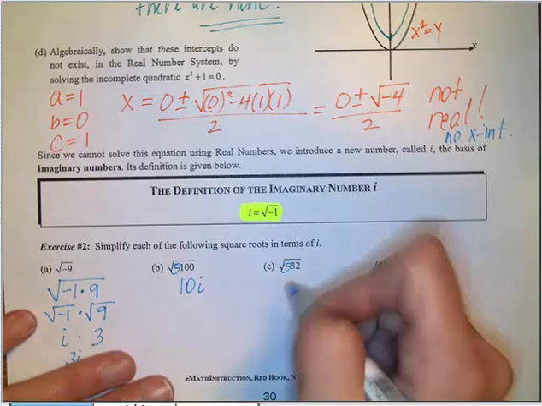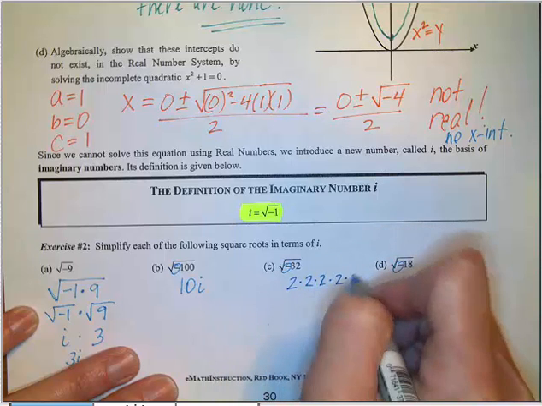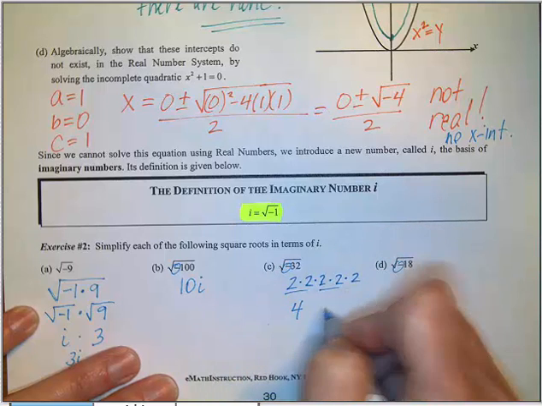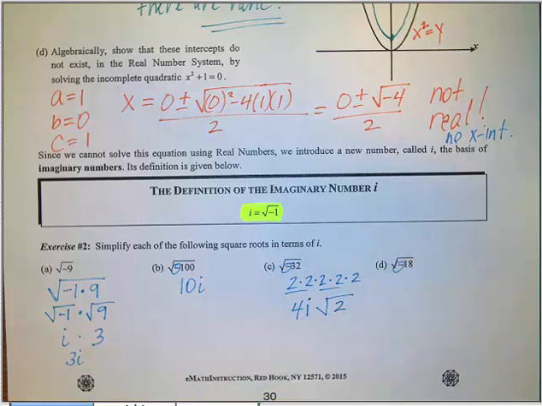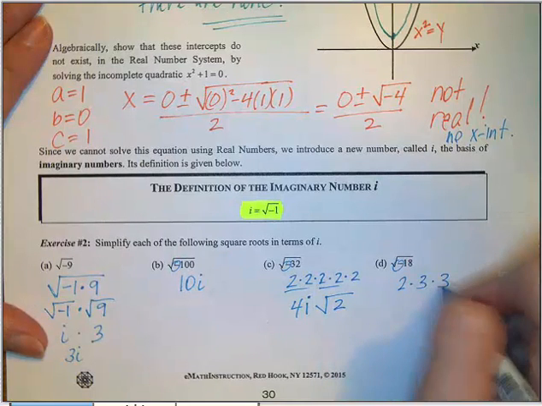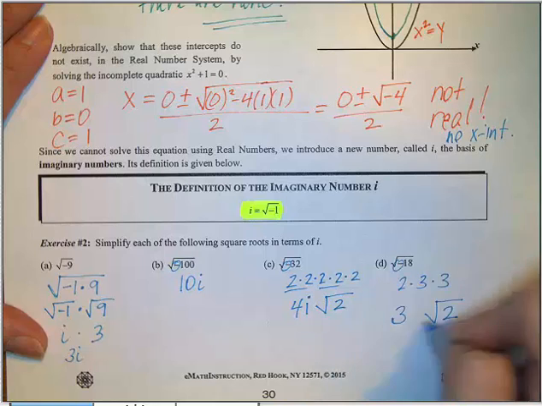So 32 is 2 to the 5th. So I have 4 radical 2. But because it's negative, I have an i. So 18 is 2 times 3 times 3. So it's 3 square root of 2. And because it's negative, I have an i.